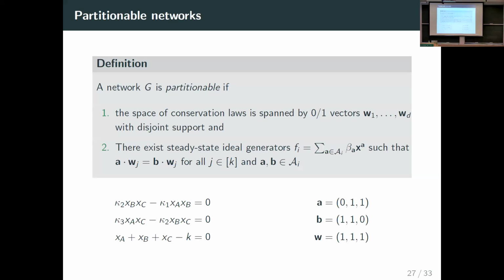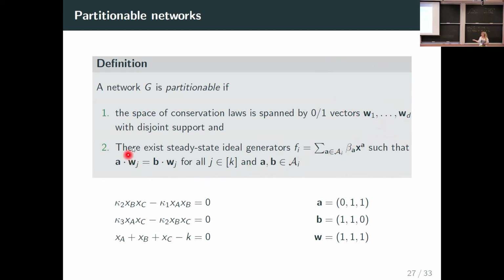All right, and so using those networks as our inspiration, we define what it means to be partitionable, and then we give a mixed volume for these partitionable networks. So we're going to say that a space of conservation laws spanned by 0 and 1 vectors, with disjoint support. So these are going to be your conservation laws. You can think about these vectors as your coefficients in those conservation equations.